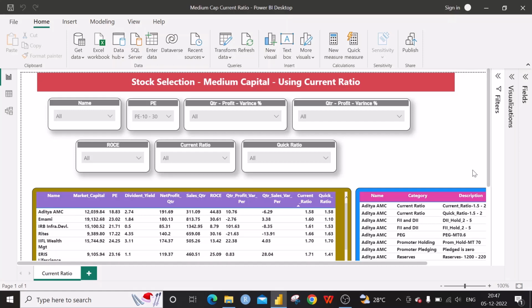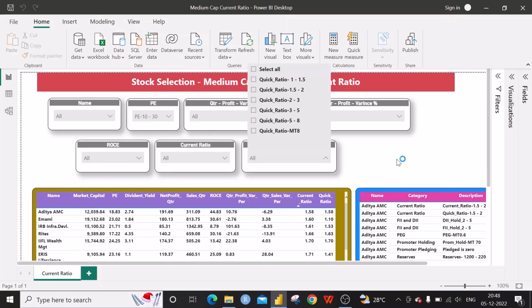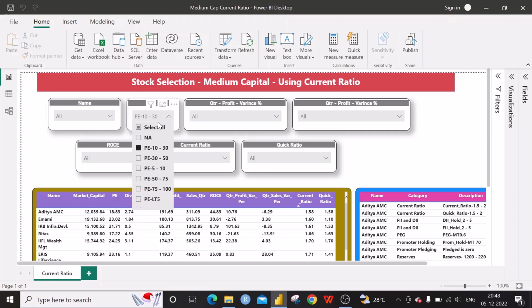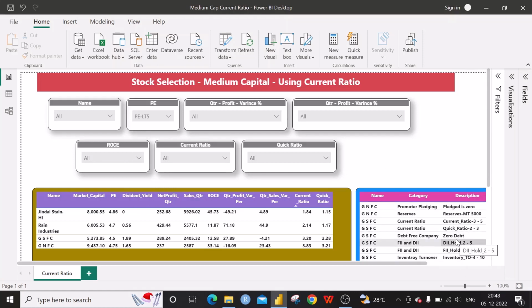This is the application for medium capital. Medium capital means the market capital is between 5,000 crores to 20,000 crores. Like in the large capital, here also in the medium capital we can use any kind of combination, quick ratio, everything, and based on that we can select the stock. Then we can find further information about the stock, and based on the information, if we are satisfied, then we can select it for our investment.